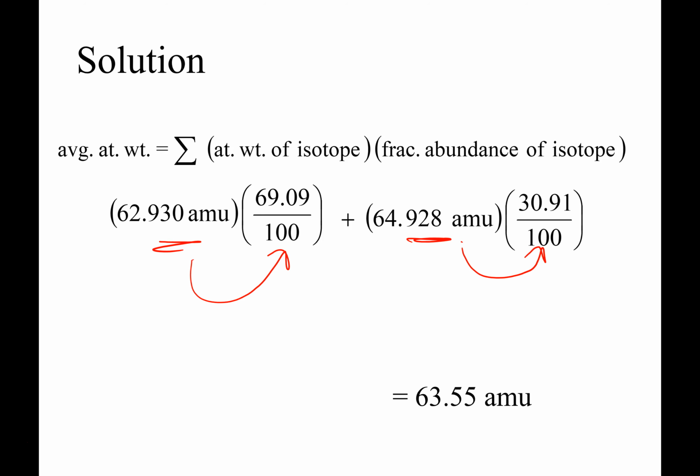But what we can't do, and I hesitate to even say it, is just take 62.930 plus 64.928, add them together and divide by 2. We cannot do that because we have more of the first isotope than the second isotope. We could do that if they were present in 50% each.